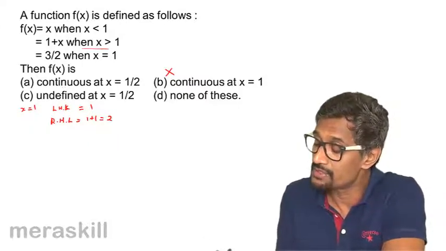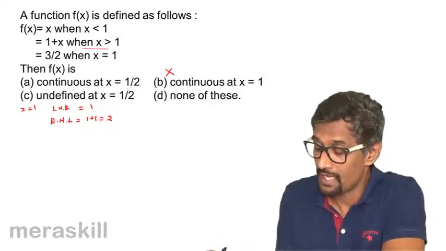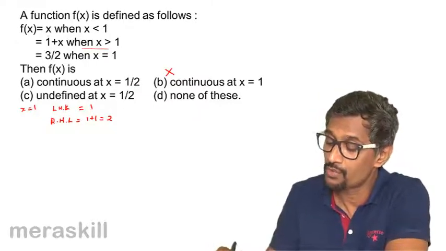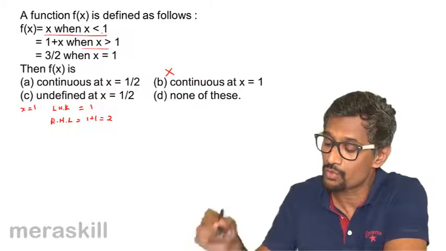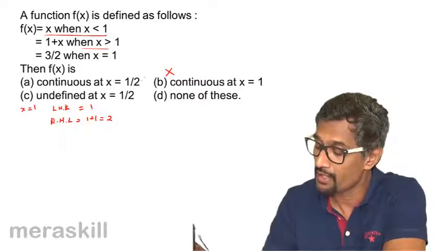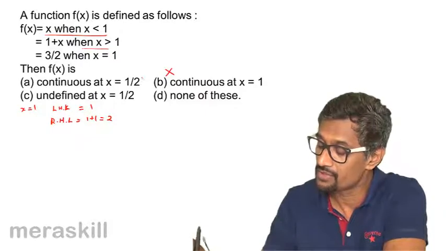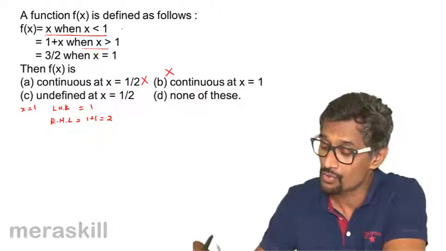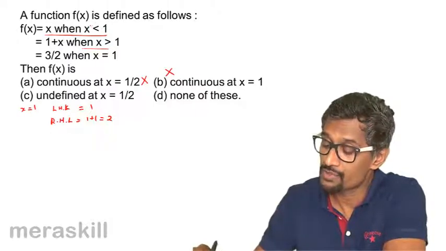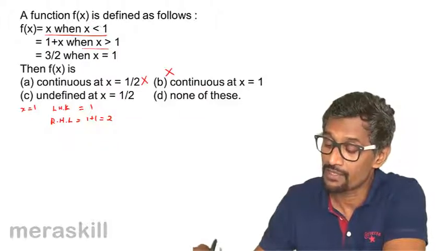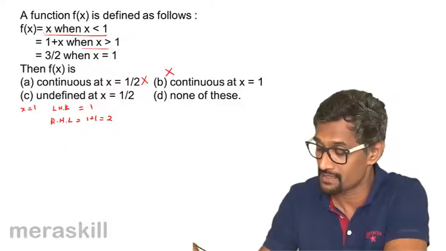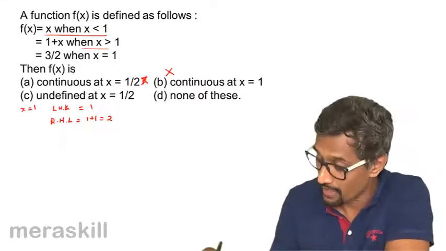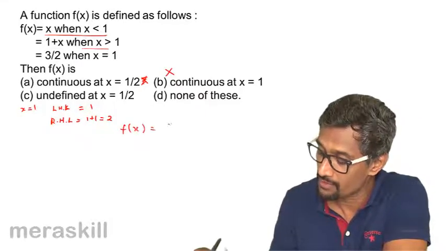Will we say continuous at x is equal to half? If it is x is equal to half, there is only one thing that can be assessed. Undefined at x is equal to half is out of question, because nothing is told as to what will be the values which are greater than half. The value is going to remain as x itself. So maybe we should check this. So f of x is going to be just one value, that is x.